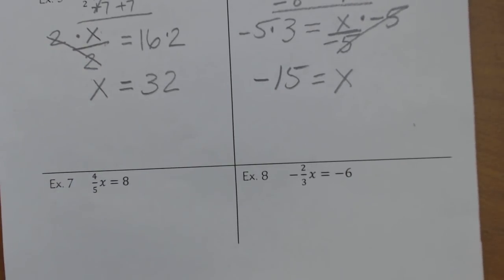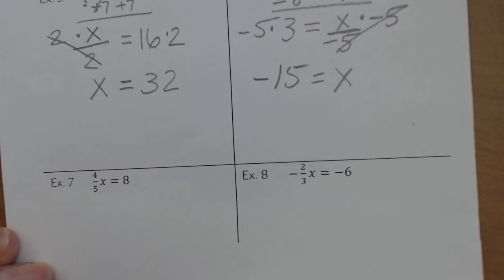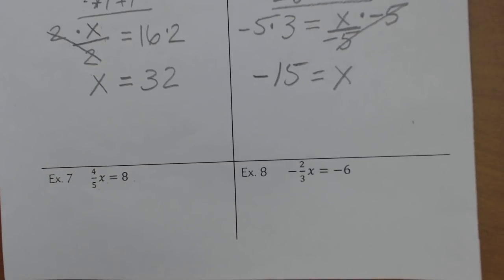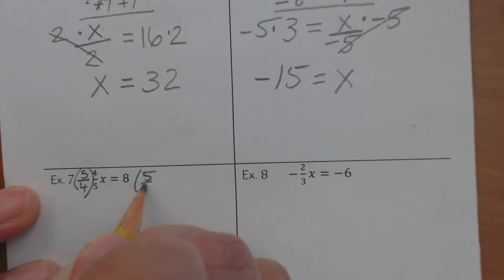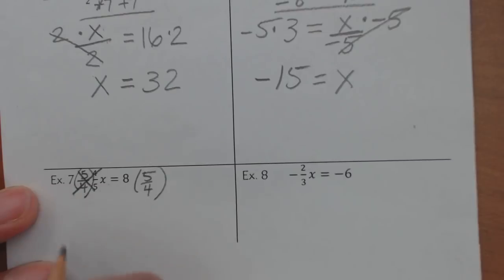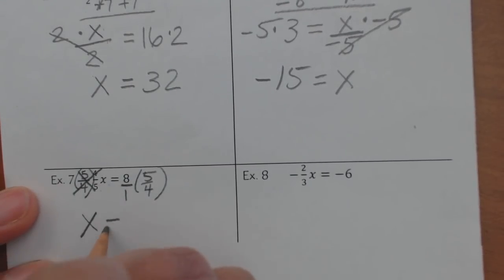And our last two, 4/5 x equals 8. Oh, hey, this is like our one-step equation. There's nothing being added or subtracted. So this is a simple multiply by the reciprocal like we did before. So times 5/4, that cancels out. I'm going to drop this 8 over 1 here. So x equals 8 times 5 is 40. 1 times 4 is 4. 40 divided by 4, you guessed it, is 10.